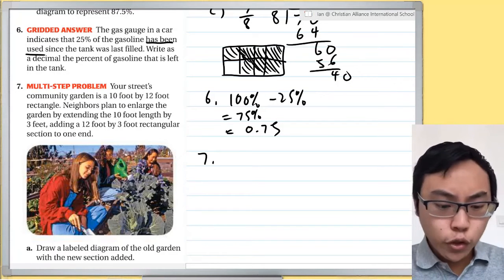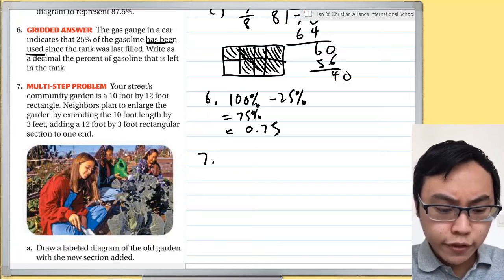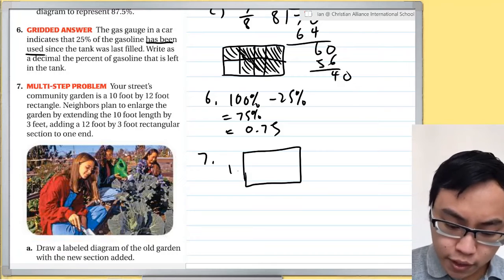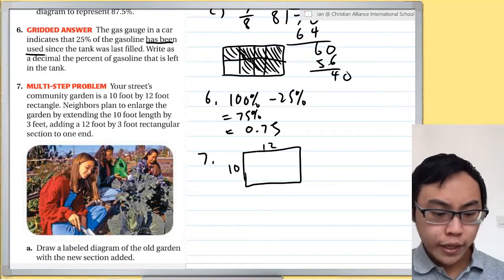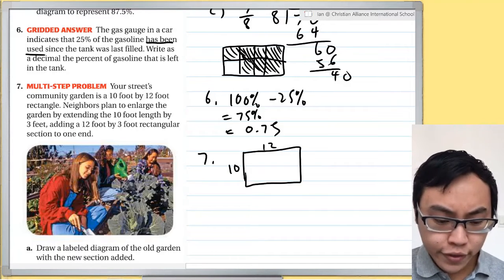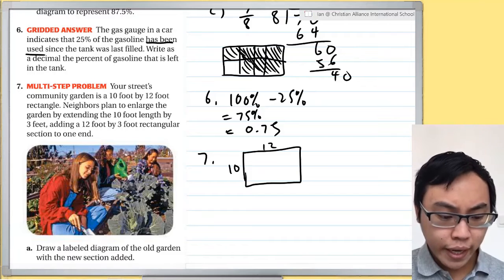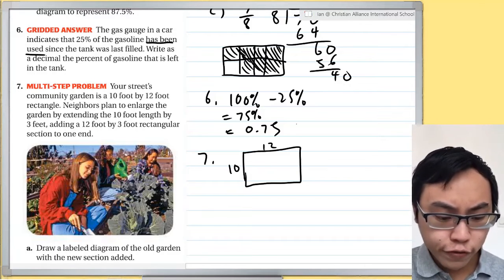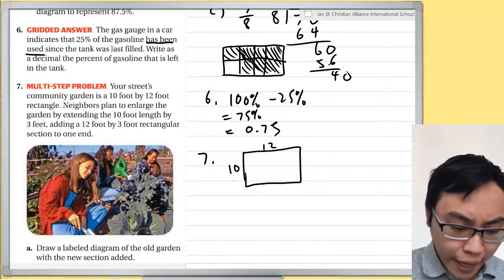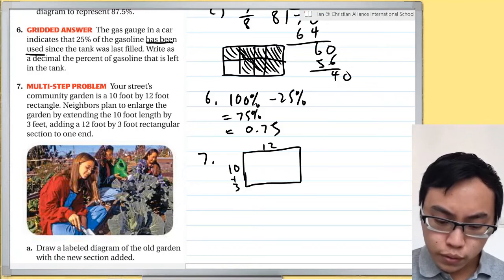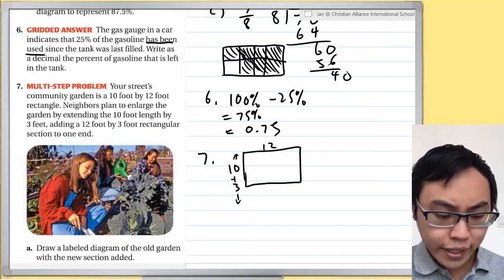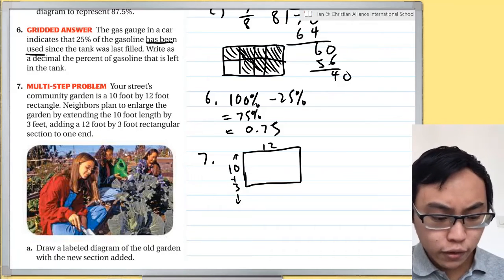Question 7. Your street's community garden is a 10-foot by 12-foot rectangle. I'm going to quickly draw a diagram that's 10 feet by 12 feet. Your neighbors plan to enlarge the garden by extending the 10-foot length by 3 feet and adding a 12-foot by 3-foot rectangular section to one end. So we want to add 3 feet to the length over here, and then add a 12-foot by 3-foot rectangular section at the end.